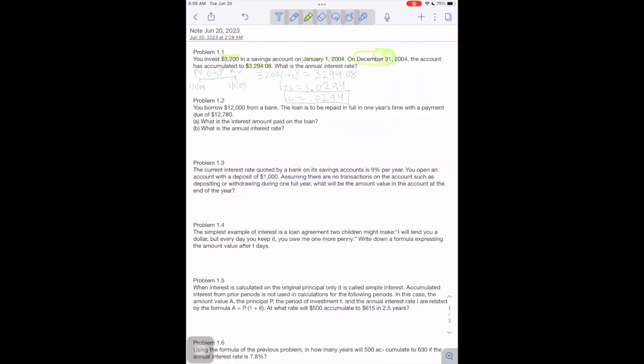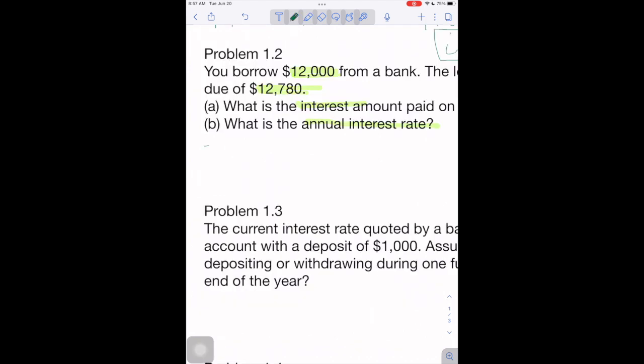Okay, problem number 2. You borrow $12,000 from a bank. The loan is to be repaid in full in 1 year time with a payment due of $12,780. What is the interest amount paid on the loan, and what is the annual interest rate? I'm going to make the present value negative because the $12,000, since I'm borrowing it, that's debt to me, so in my eyes I think of it being negative.